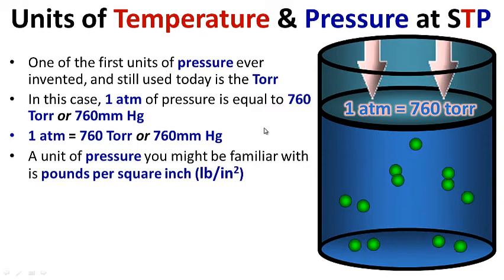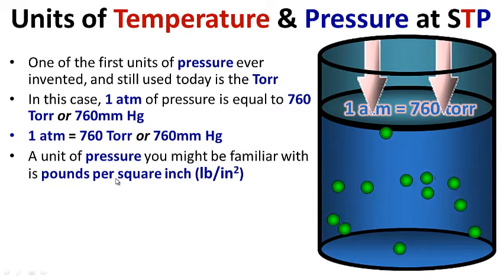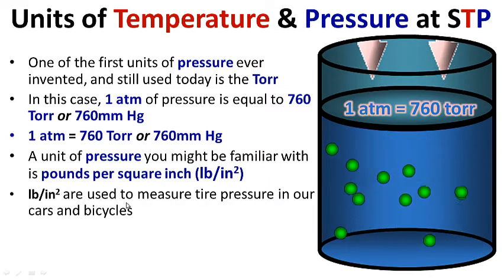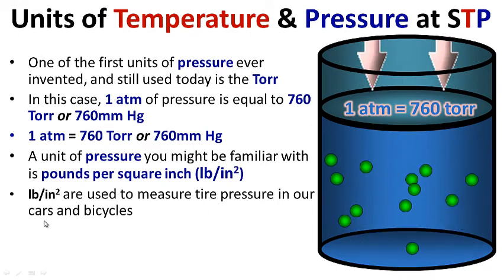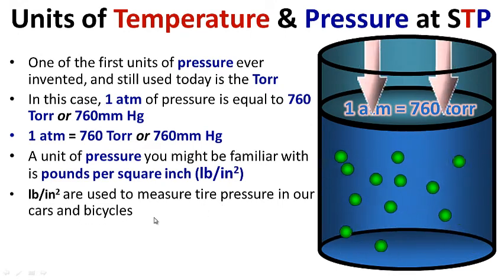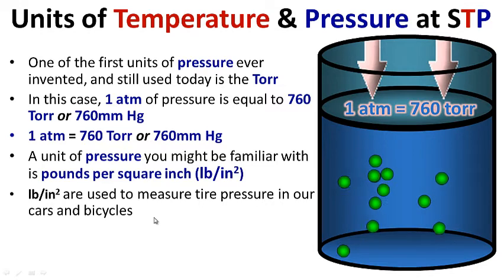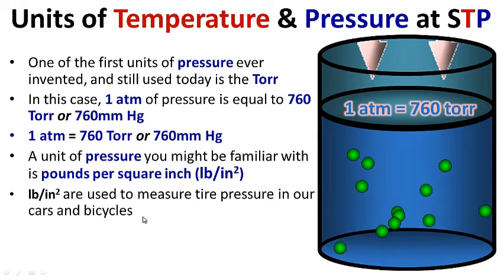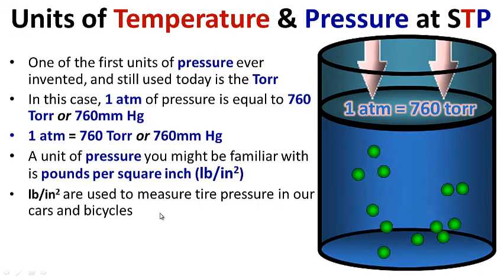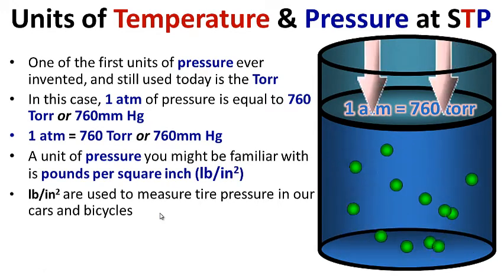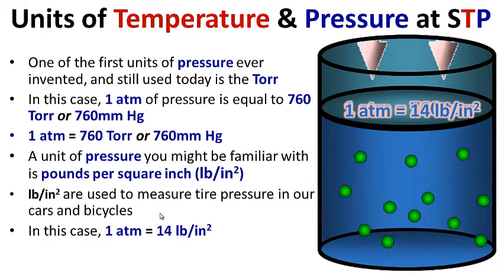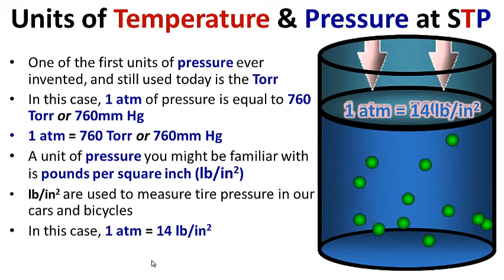A unit of pressure you may be familiar with is pounds per square inch. Pounds per square inch are used to measure tire pressure, like in your cars and bicycle tires. So just look on the side of the tires of your bike or your car. You'll see your tire pressure is measured in pounds per square inch. This is one of the few times we will actually use something other than the metric system in this class. So in this case, 1 atmosphere is equal to 14 pounds per square inch.